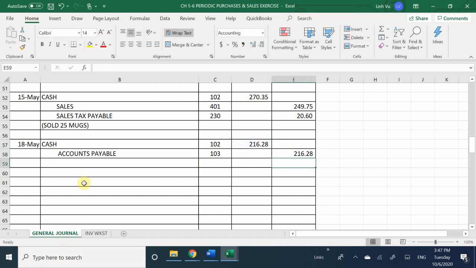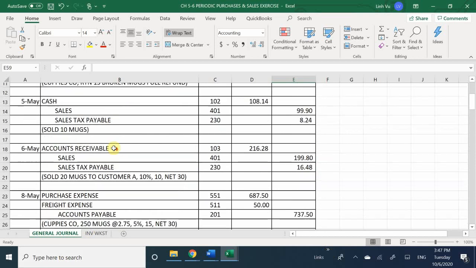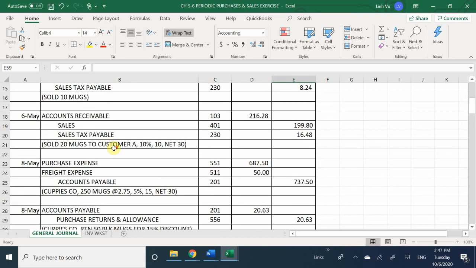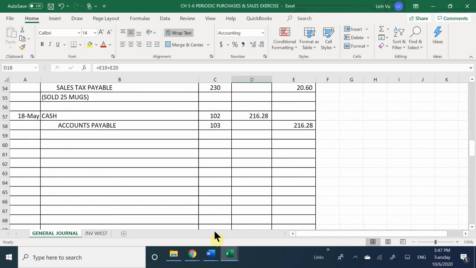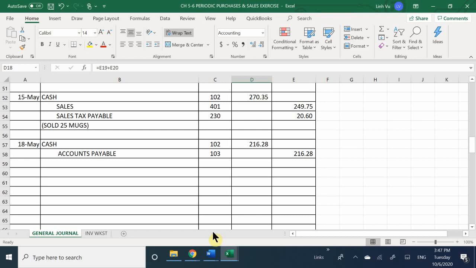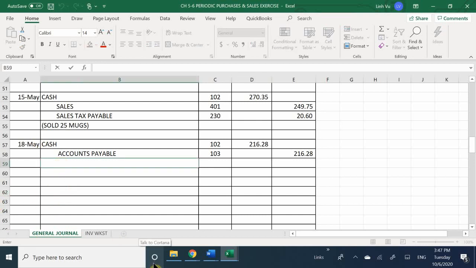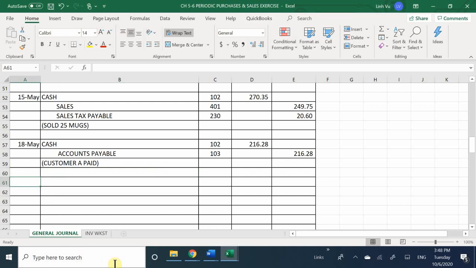Okay, I'm going to double confirm that by scrolling up to our journal up here to the May 6th. So yes, he owes us $216.28, and that's exactly what we have here because he did not make any returns or anything. Okay, so good. Now I'm going to go ahead and indicate here that customer A has paid. Customer A paid.